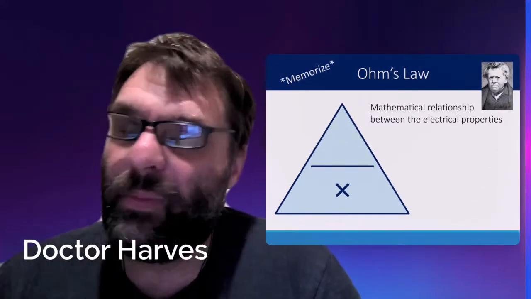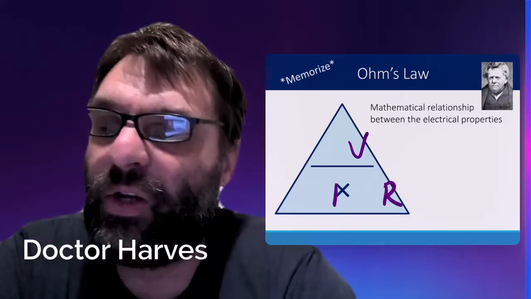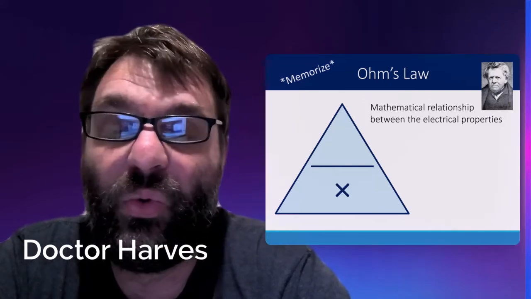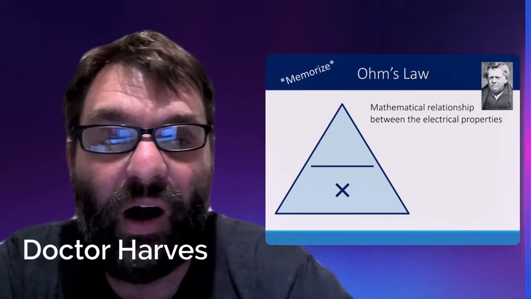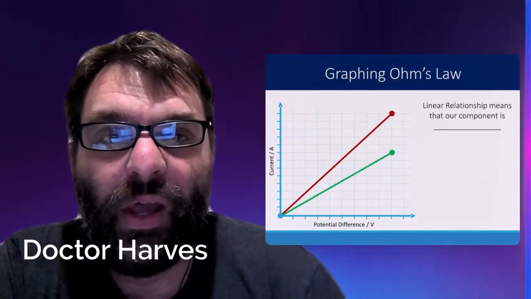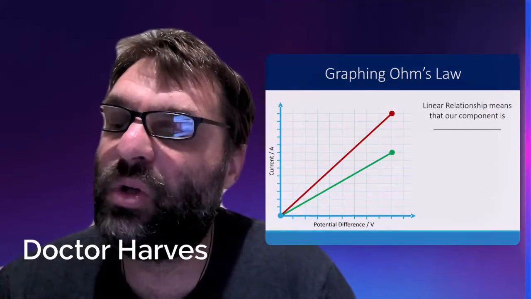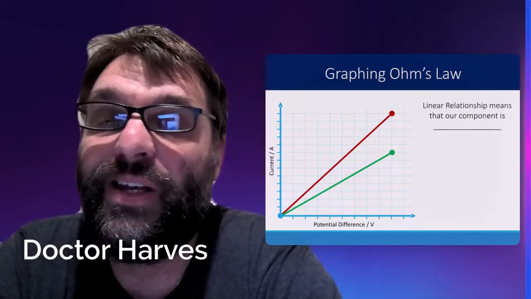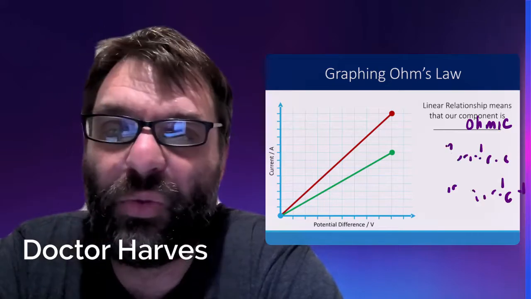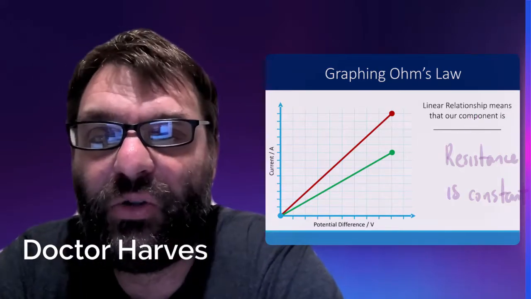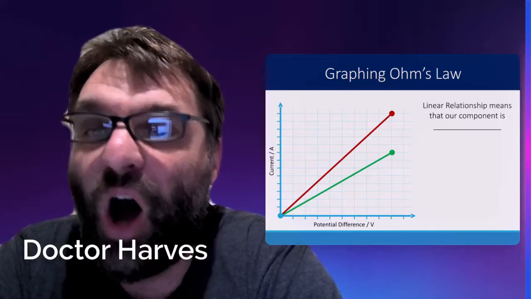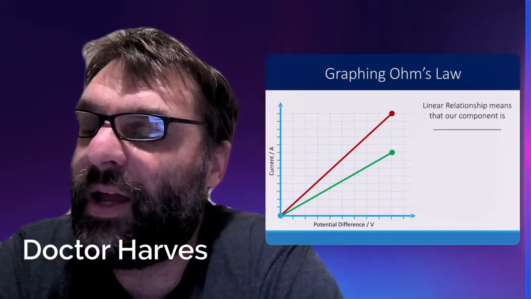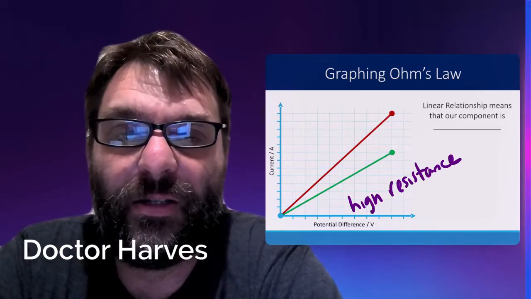So Ohm's law, remember that, is V equals IR. You can rearrange it to I equals V over R, or the resistance equals the voltage over the current, V over I. In terms of graphing Ohm's law, a linear relationship means that Ohm's law is obeyed, and it means that your component is an ohmic resistor because the resistance is going to be constant. It's going to be the gradient. And the higher the gradient, the lower the resistance, and the lower the gradient, the higher the resistance.